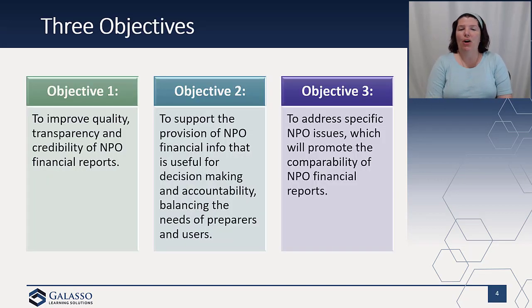And so there are 3 objectives in this project: 1, to improve the quality, transparency, and credibility of nonprofit reporting. But also objective 2 is to support the provision of NPO financial information that is useful for decision making and accountability, again balancing the needs of the preparers and the users. And then to address NPO issues, which will promote comparability. And that's really what we're going to focus on today.